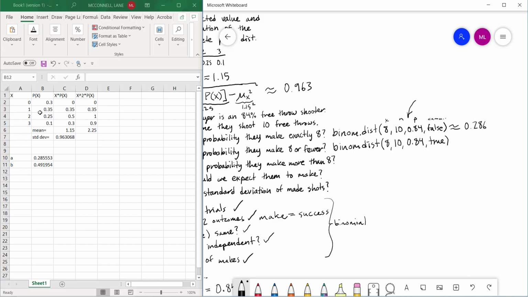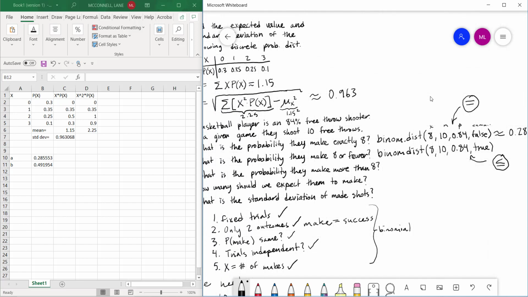So up here, this was a case where we had it exactly equal to a given value, and that's where we used false. In this case, we want it in the case that we have less than or equal to a given value. So less than or equal to 8 in this case. So here we were interested in the probability of having exactly 8 successes, and here less than or equal to 8 successes.